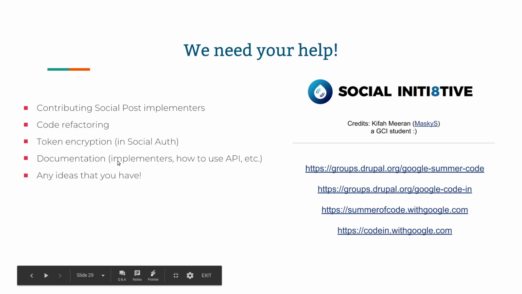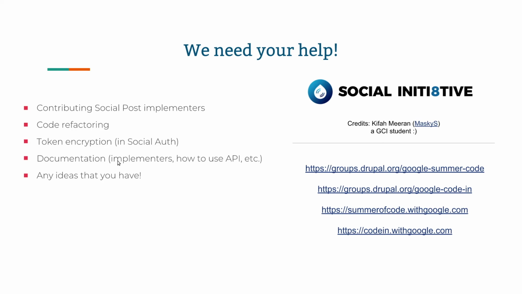And we need help to keep working on these projects. Especially we need more implementers for social post. We currently have only 4. However, we have 25 or more for social auth. That's a big difference. We need to refactor a lot of the code that for some reason is not in the right place. We need token encryption for social auth, because the token encryption that Himanshu worked on was only for social post.